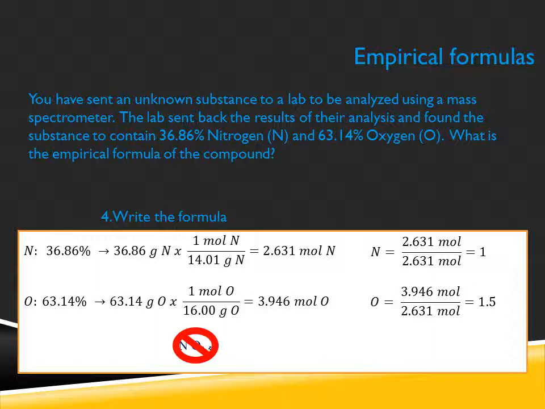You can never leave it as a fraction. We have to multiply it by some type of factor in order to get it to a whole number. And so in this case, we would multiply this by a factor of 2. And if we do that, we should get a chemical formula of N2O3. This is a happy empirical formula because it is the smallest ratio and it does not have a fraction.